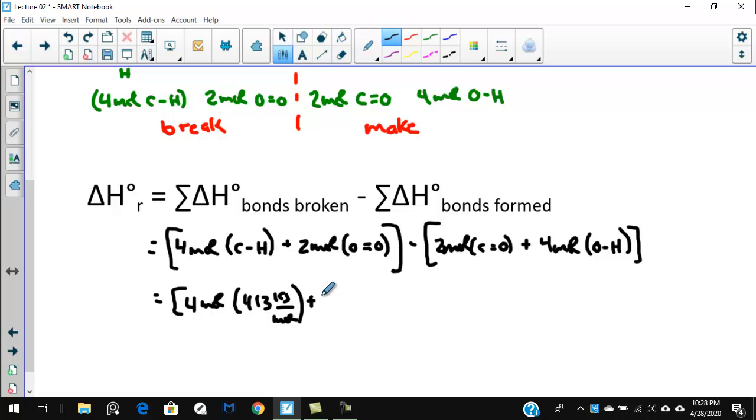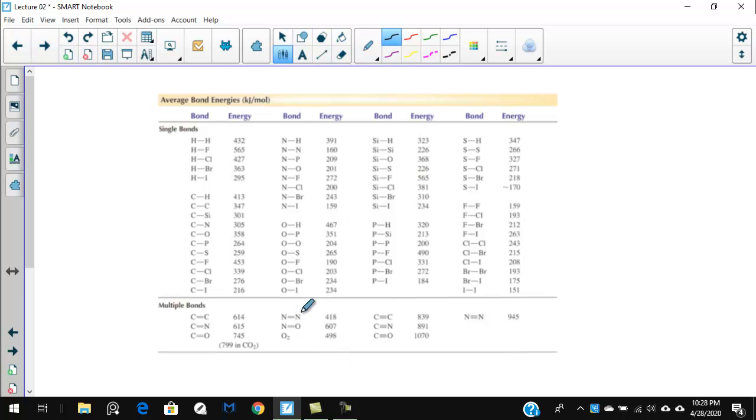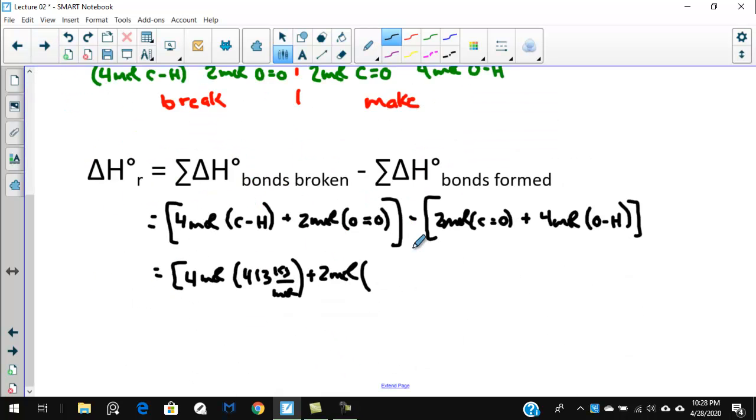plus 2 moles of oxygen. And we go back to the table and find O double bond O, it's 498. So 2 moles at 498 kilojoules per mole. And we'll add that all together.